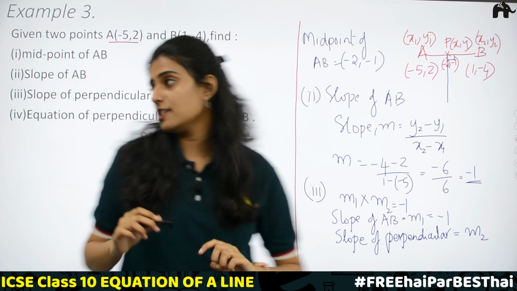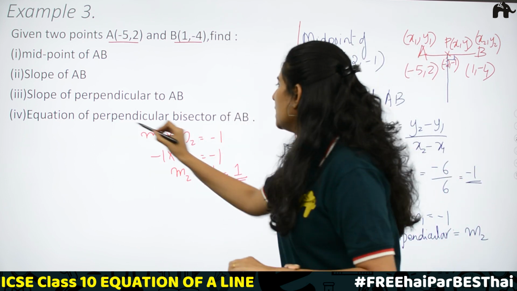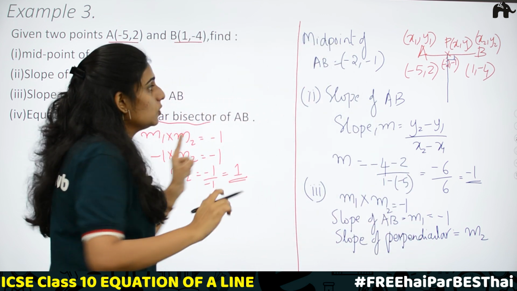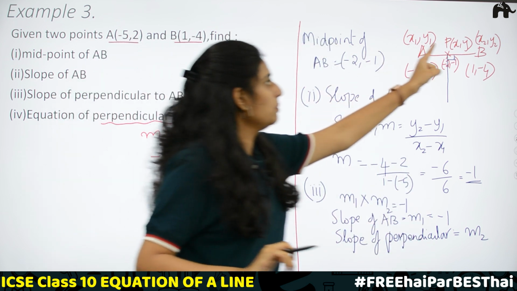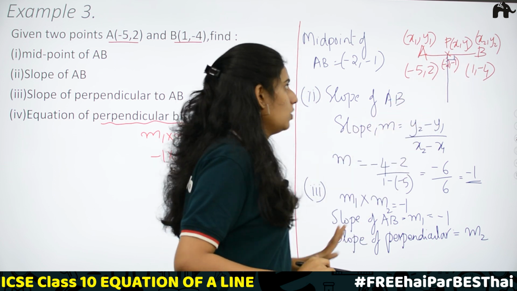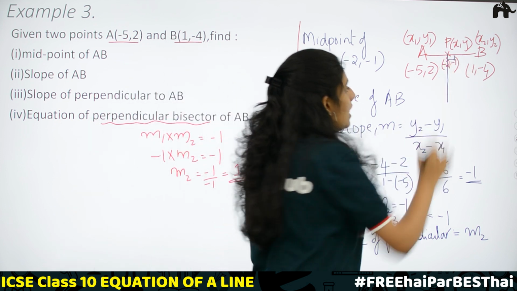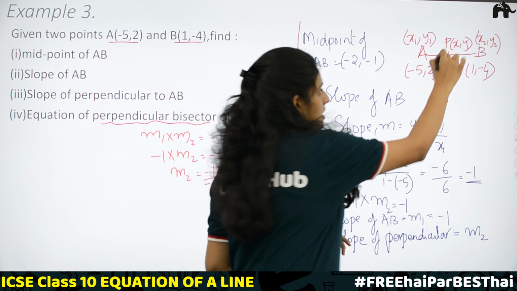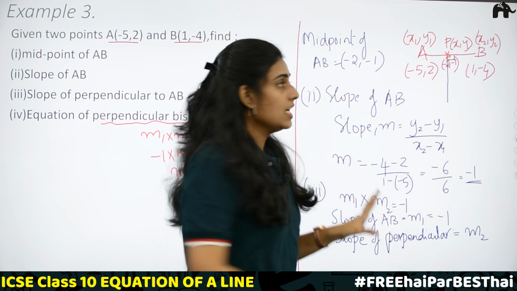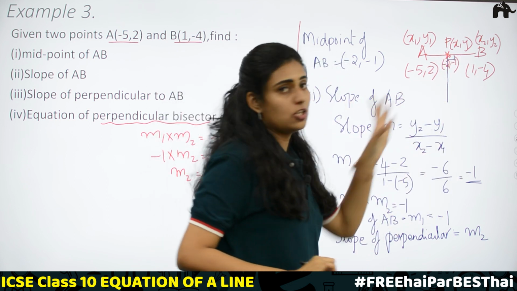And our last question, the fourth one, equation of perpendicular bisector of AB. What does perpendicular bisector mean? It divides the line AB into two equal halves. Here point P, we know, divides the line joining AB into two equal halves. Perpendicular bisector means it makes an angle, and at that point we are getting 90 degrees. So this line which touches the point P is the perpendicular bisector. We are going to find the equation of this line.